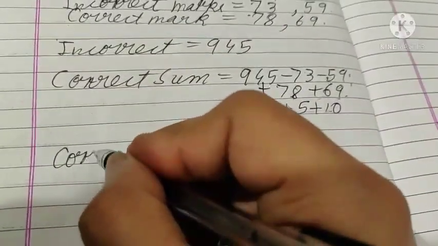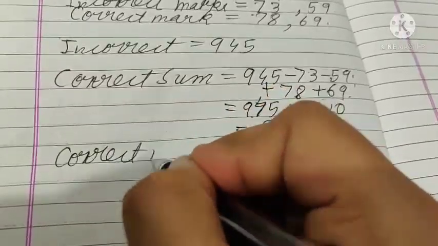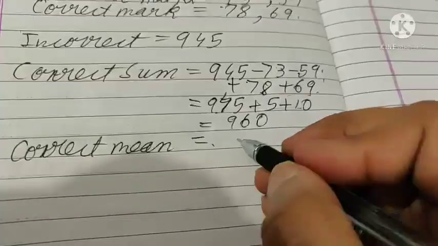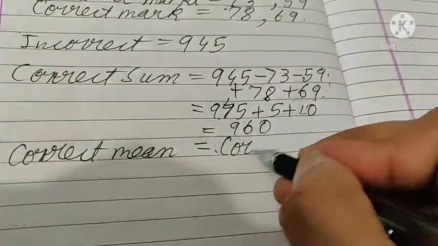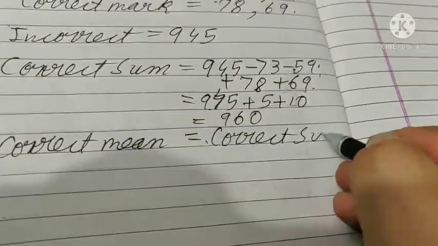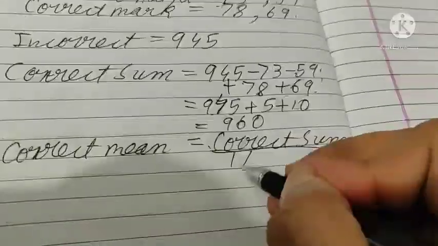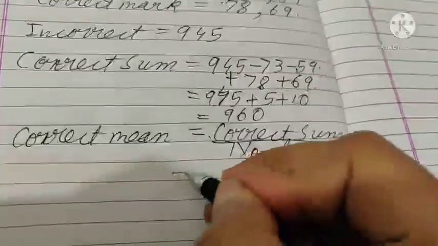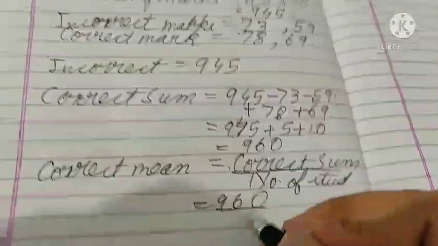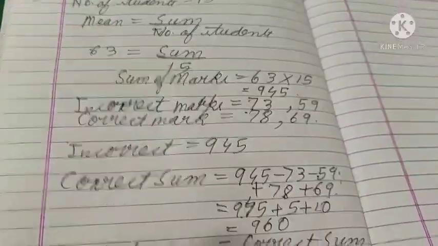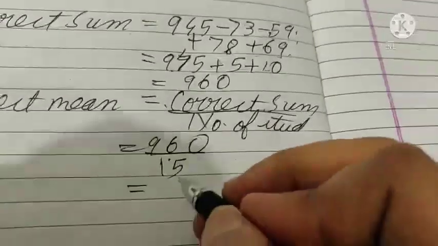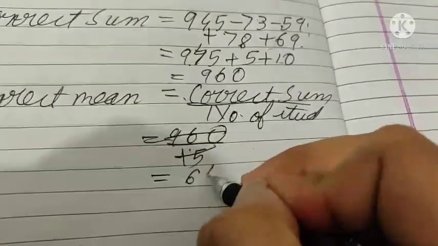Okay, so now you have to calculate the correct mean. What is the correct mean? Correct mean will be correct sum upon number of students. Correct sum is 960. Number of students is 15. So it will give you 64.